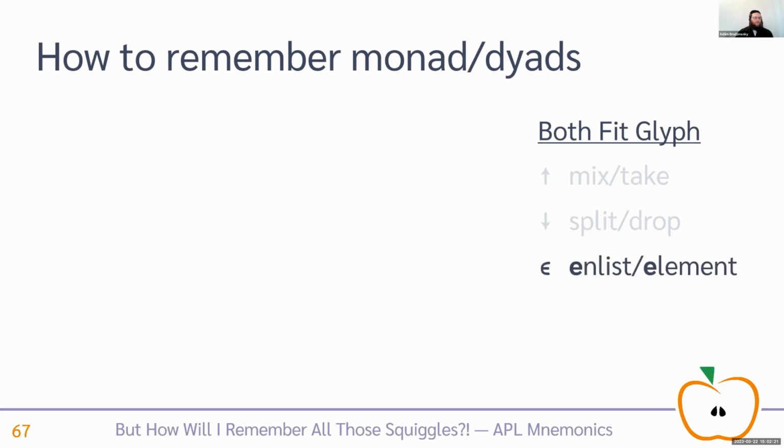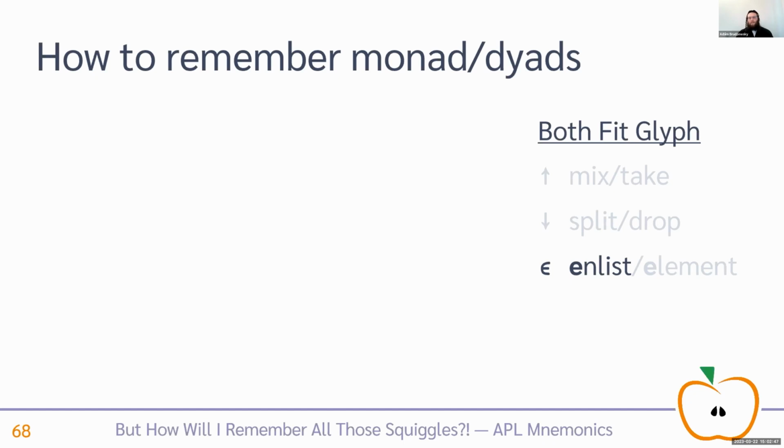And finally, we have the Greek letter epsilon. Actually, it's called a lunate epsilon, which you might have seen in mathematics, where it is used in sets to say that something is a member of a set. And that's pretty much how we use it in APL as well. But first, the monadic form, enlist, is the Greek letter E, so it fits with E in enlist.